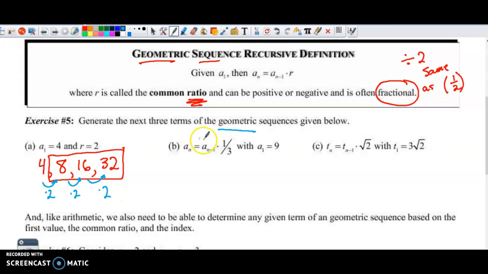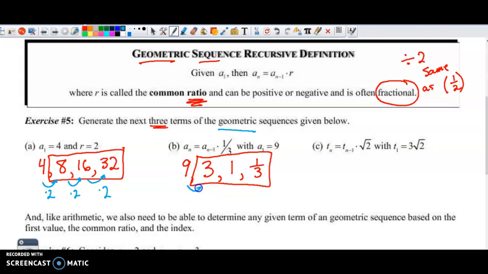Whereas if I look at the next one, this is how we define it recursively. They tell you the first term is 9, and now our pattern is multiplied by 1/3. So the next term would be 1/3 of 9, which would give me 3. And then the next term would be 1/3 of 3, which would give me 1. And then the fourth term, because we want the next 3 terms, would be 1/3 of 1, which would give me 1/3. So these are your next 3 terms.